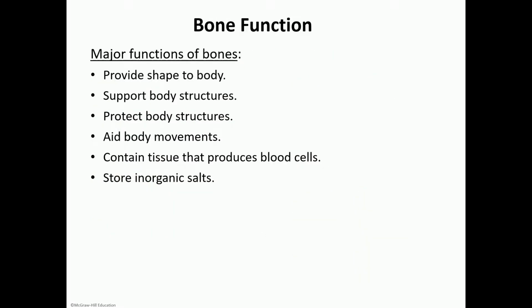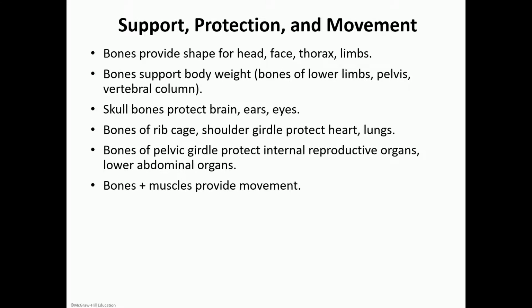Now, what are the different functions of bones? And we already touched upon this kind of when we talked in the beginning. They do provide shape to the body, okay? They provide support to different body structures and protection. They help body movement because of the presence of joints. They have red bone marrow that will produce our blood cells, and it stores inorganic salt. So we're going to get into details of some of these.